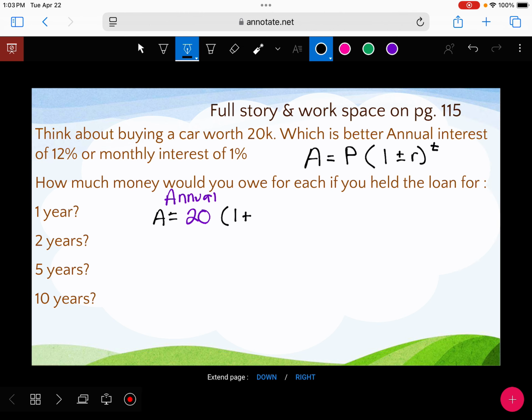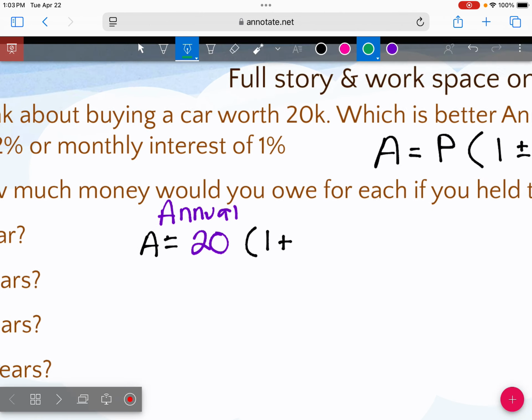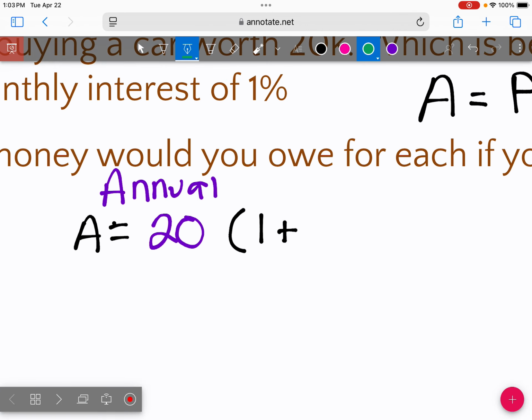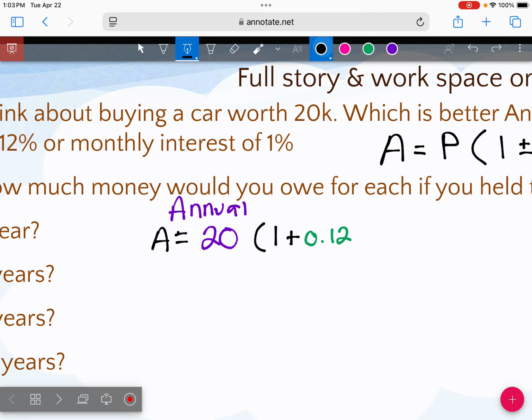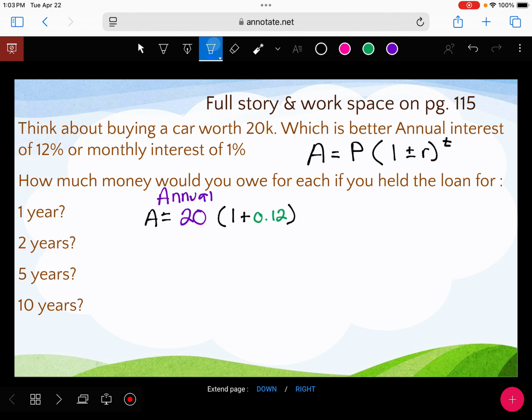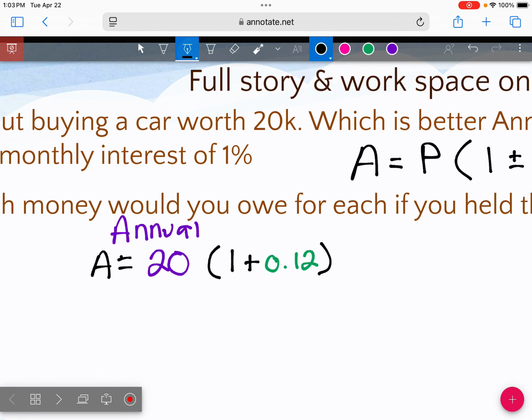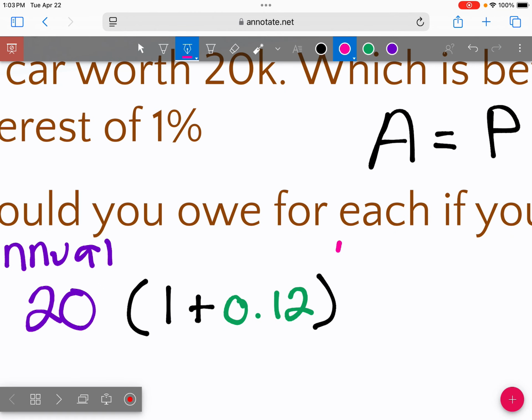We're going to do 1 plus, what is our rate for our annual one? 0.12, because we've got to put it in as a decimal. I want that to be matching, so that's coming from this rate. And then the piece we're putting in as an exponent, we're putting in our years up here. I'm going to have that be a y so we know it's years.